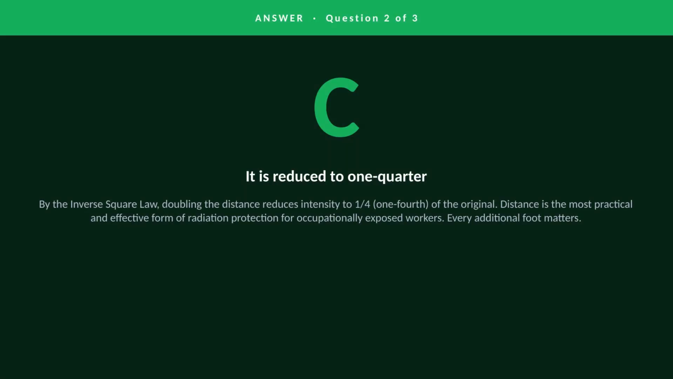The answer is C. The intensity is reduced to 1/4. By the inverse square law, doubling the distance reduces intensity by the square of the distance ratio. 2 squared equals 4. Intensity at the new position is 1/4 of the original. Double the distance, quarter the intensity.